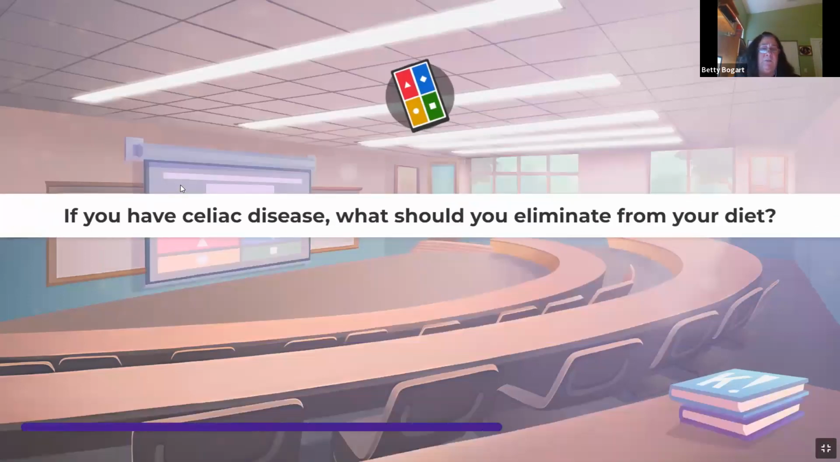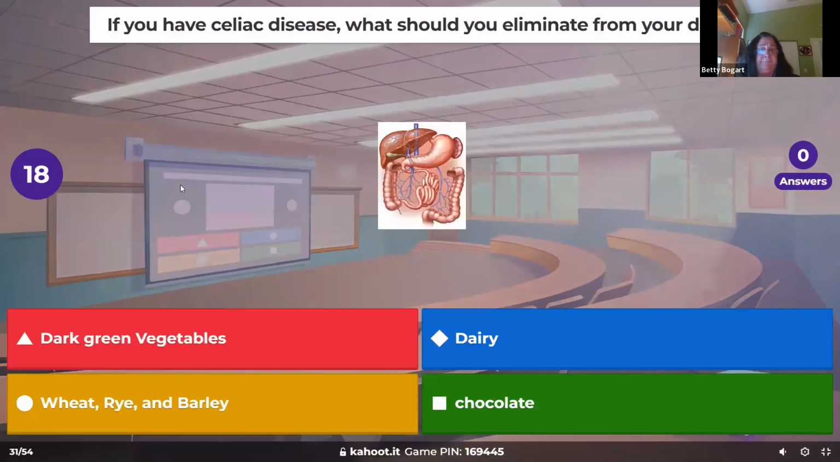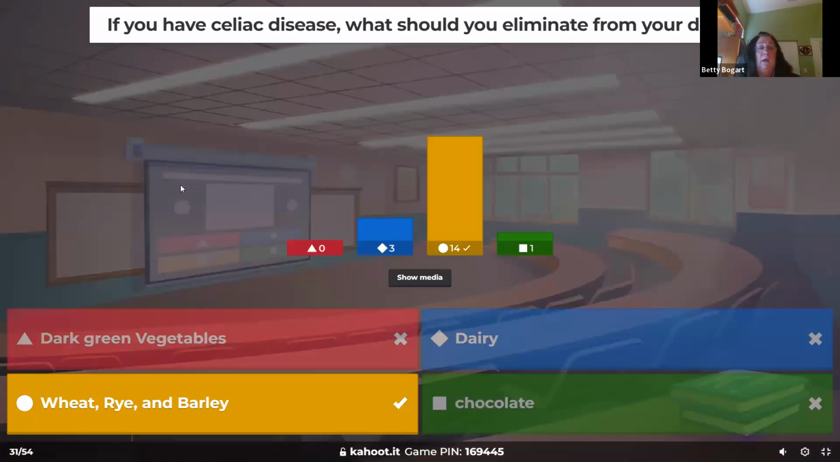If you have celiac disease, what should you eliminate from your diet? Wheat, rye, barley, and oats. Okay. They can have vegetables, they can have dairy, they can have chocolate. None of that's a problem. It is all those flours. So you have to be careful with breads and cakes and cookies and cereals and all that good stuff.